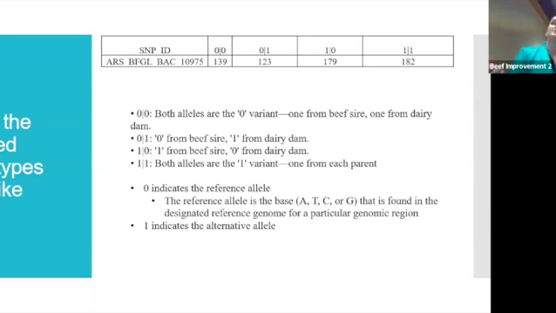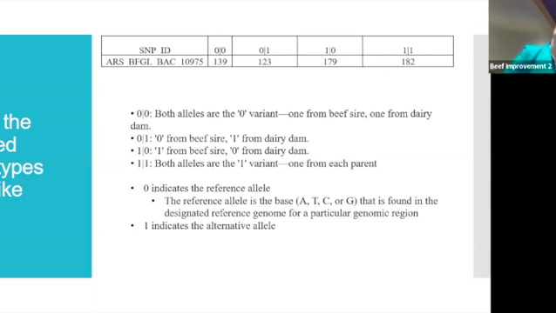And so if you have a 0|0, both alleles are the 0 variant, which is oftentimes the reference variant, from the beef sire and the dairy dam. 0|1 is a 0 from the beef sire, 1 from the dairy dam. Then we have the opposite, the 1 from the beef sire, 0 from the dairy dam, and then 1|1, meaning they get both of those 1s from the dairy and the beef sire. Again, 0 indicates the reference allele, 1 indicates the alternate allele in my case.